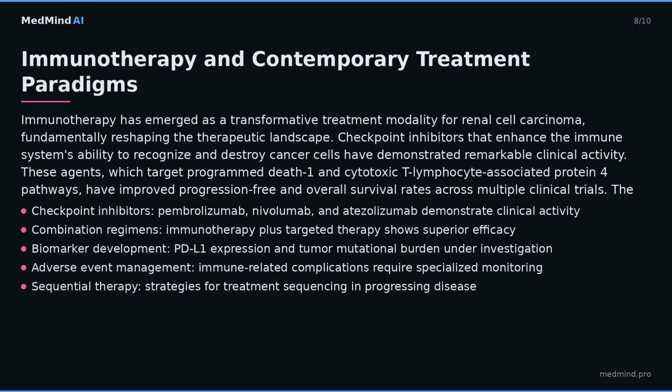These agents, which target programmed Death-1 and cytotoxic T lymphocyte-associated protein 4 pathways, have improved progression-free and overall survival rates across multiple clinical trials. The combination of checkpoint inhibitors with targeted anti-angiogenic agents has proven superior to either class of drug alone, establishing new treatment paradigms for both first-line and subsequent-line therapy. Ongoing research continues to identify biomarkers predictive of immunotherapy response, aiming to optimize patient selection and maximize benefit.